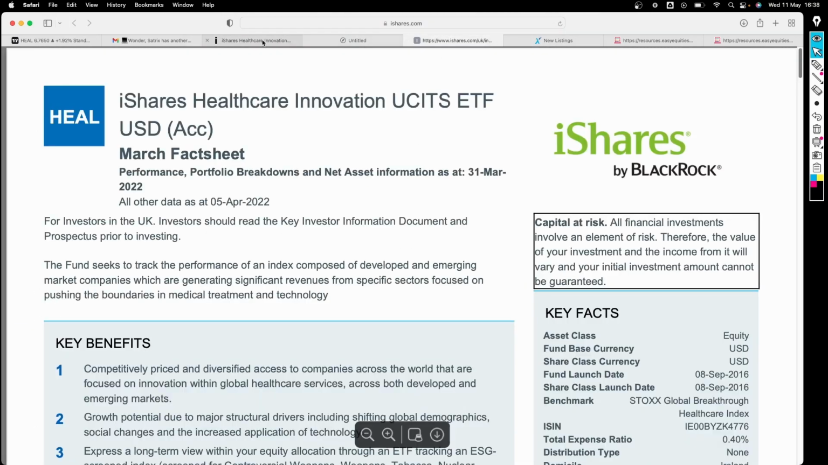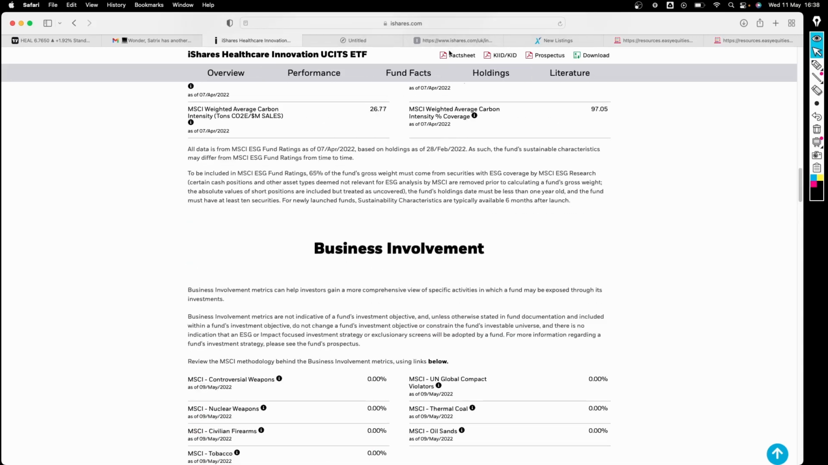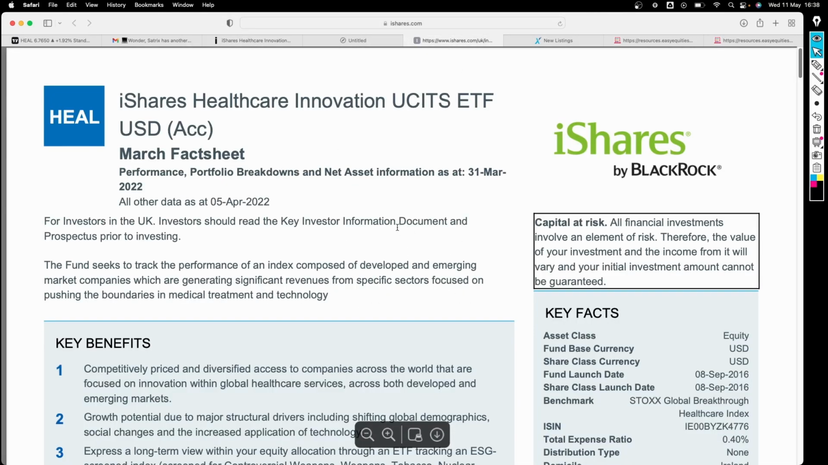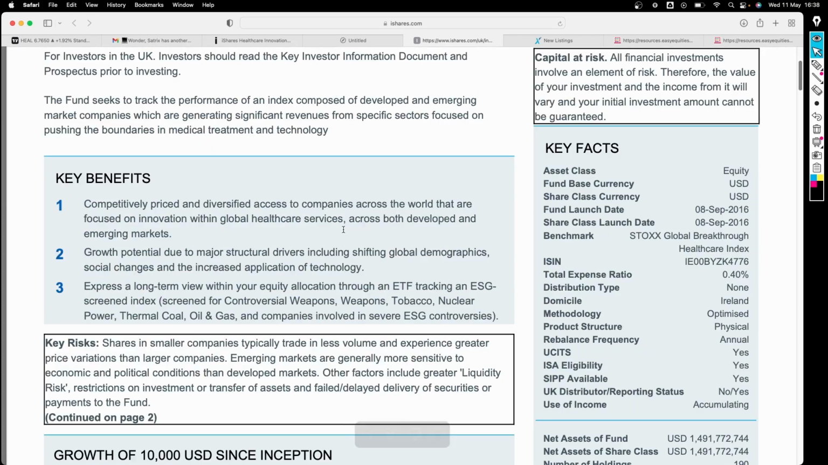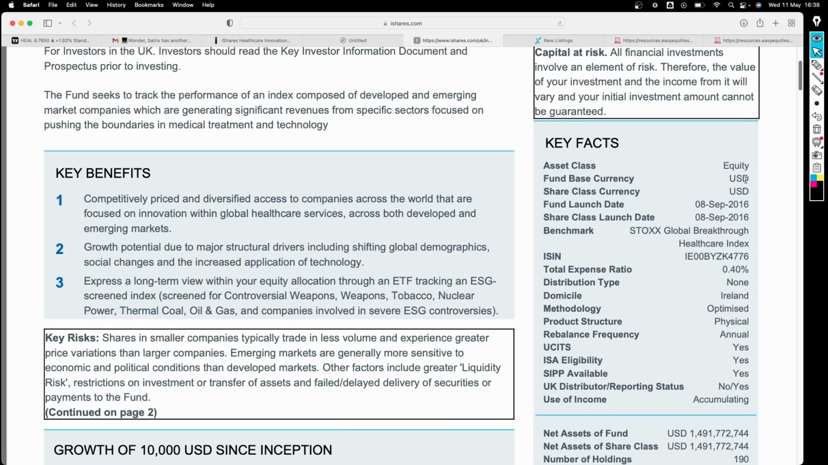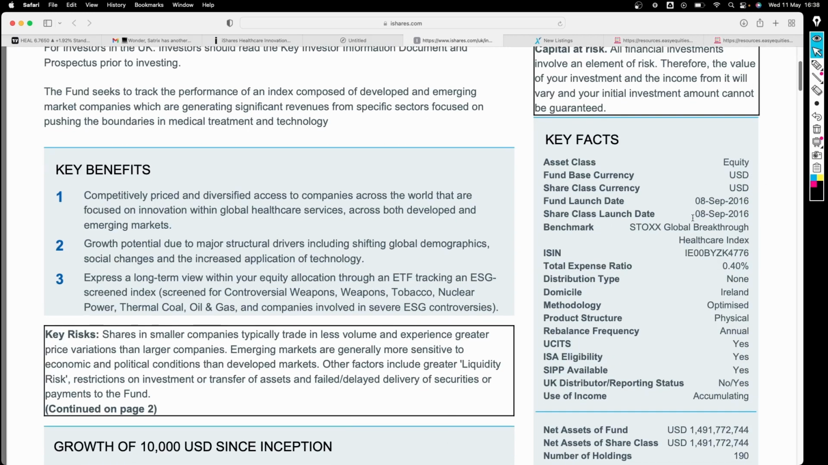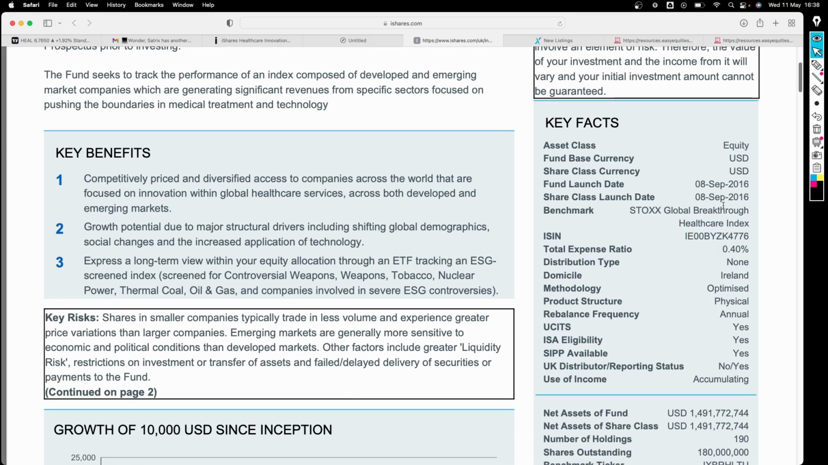And then if you just click there on the fact sheet, you can download the fact sheet from iShares. Again, the key facts: you can see that it is priced in US dollars. It was established in September 2016, and then we can see the benchmark there. They are tracking the total expense ratio, which we have already covered, of 0.4%. And then we can see that the rebalancing frequency is annually.